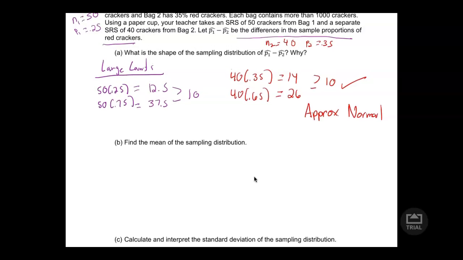All right, find the mean of the sampling distribution. So we know that the mean of the sampling distribution of the difference in proportions is going to be equal to P1 minus P2. And in this case, that's 0.25 minus 0.35, and that's equal to negative 0.10.